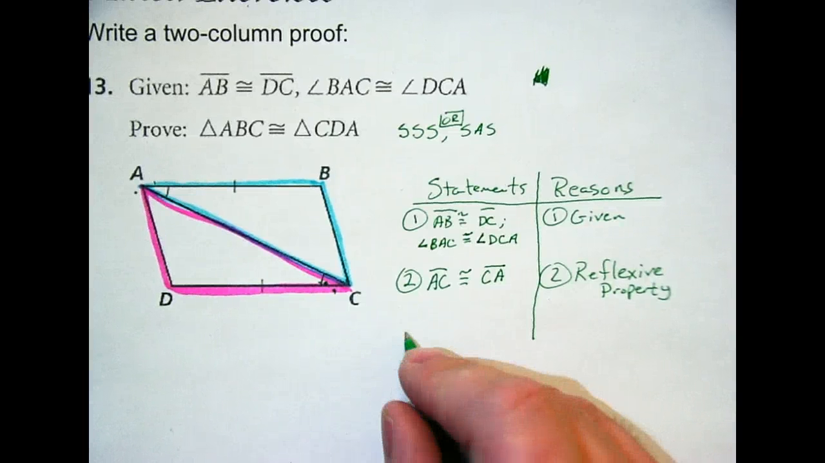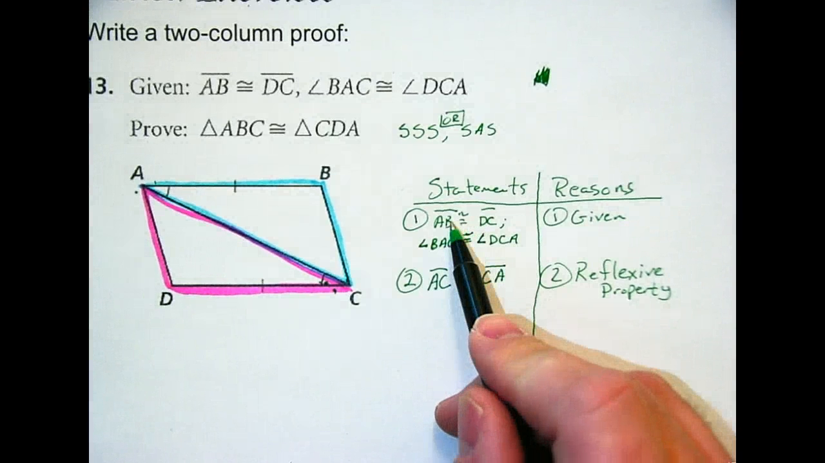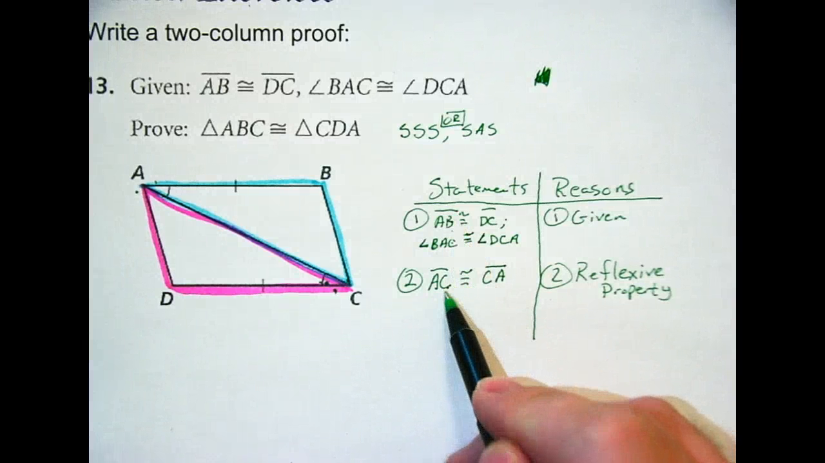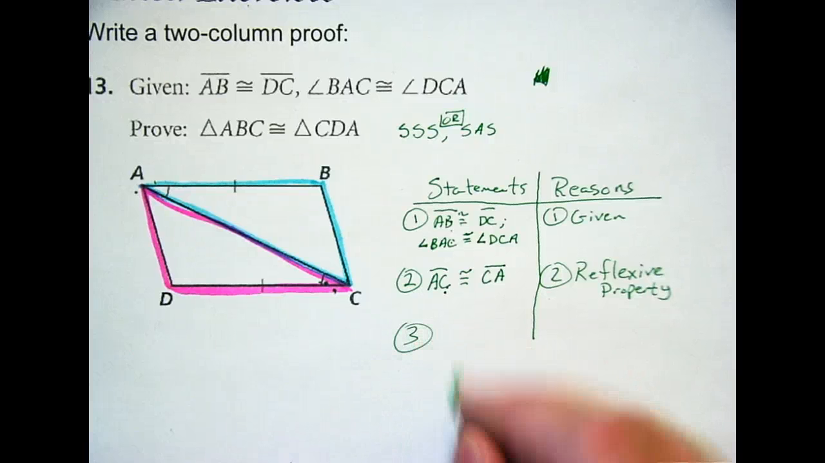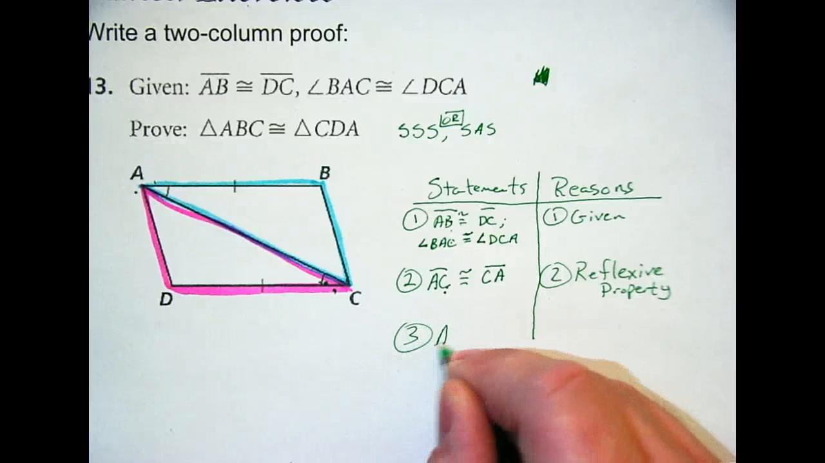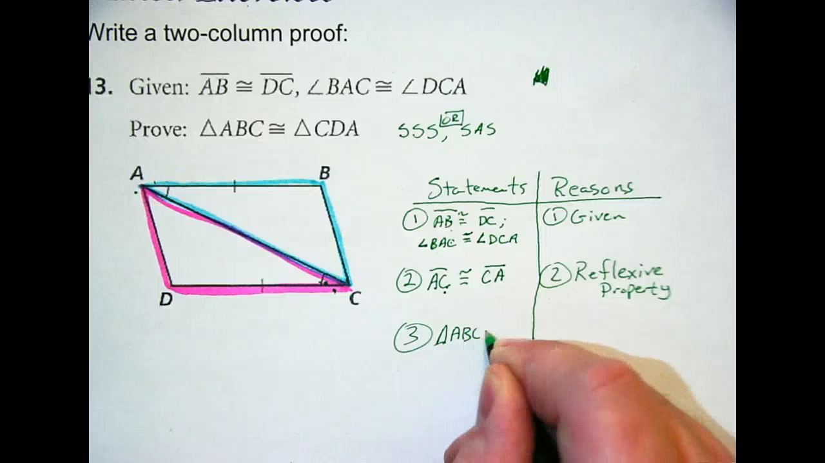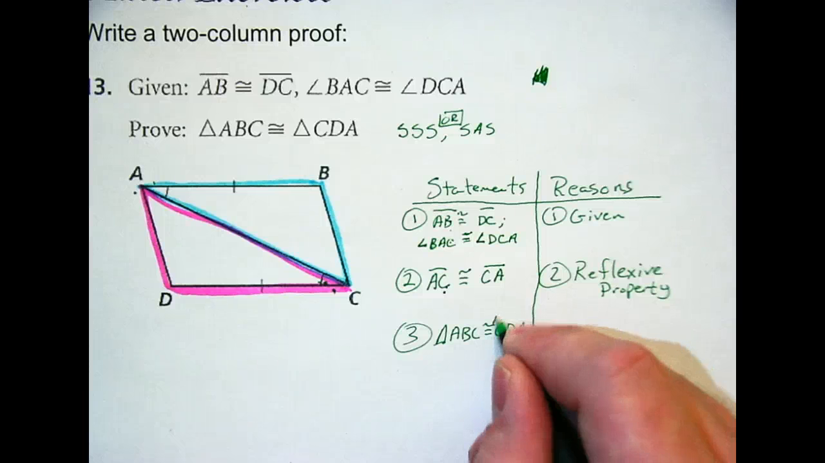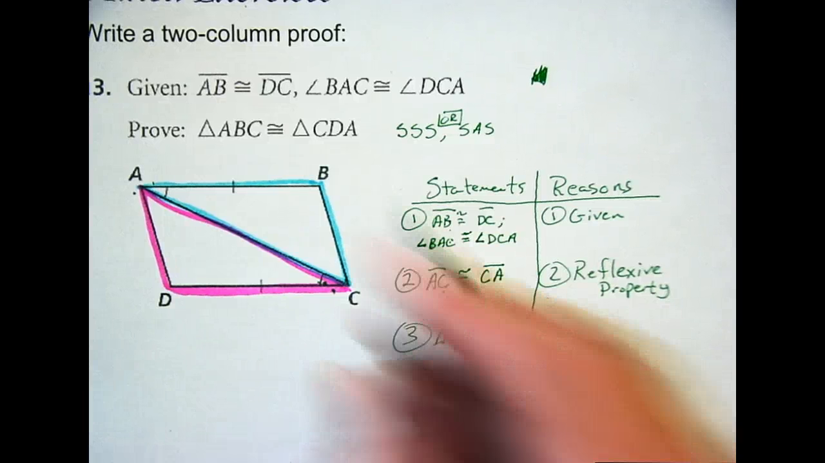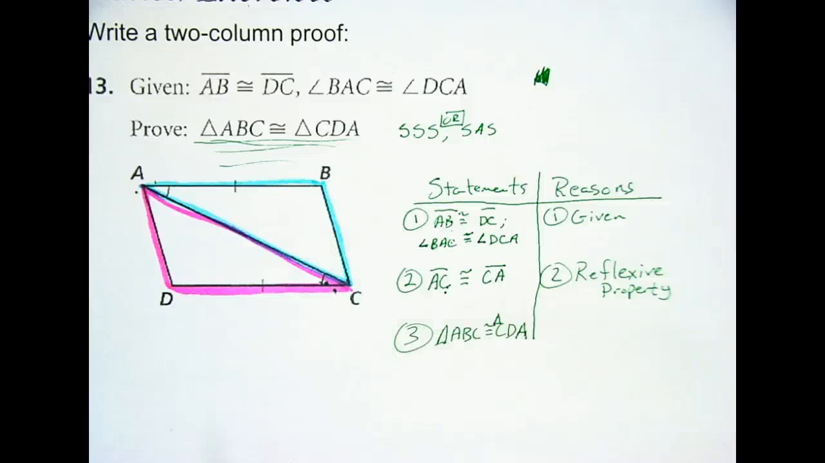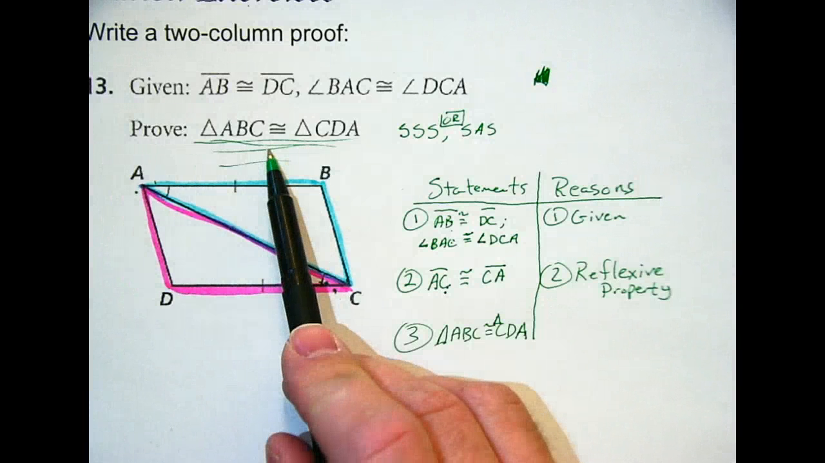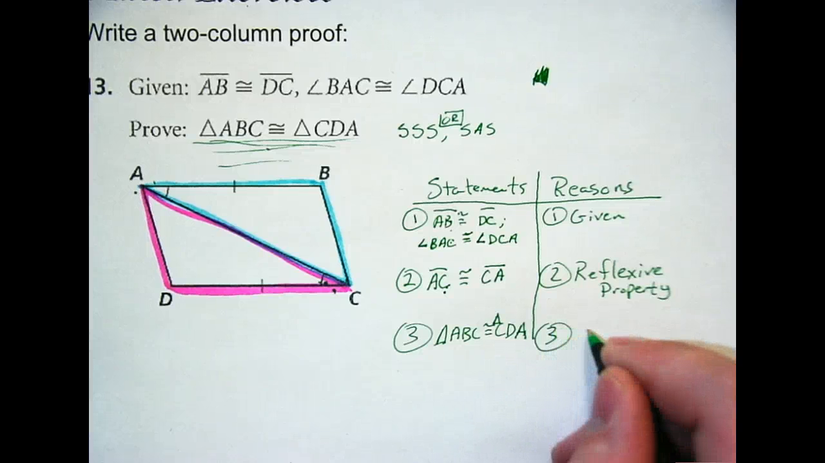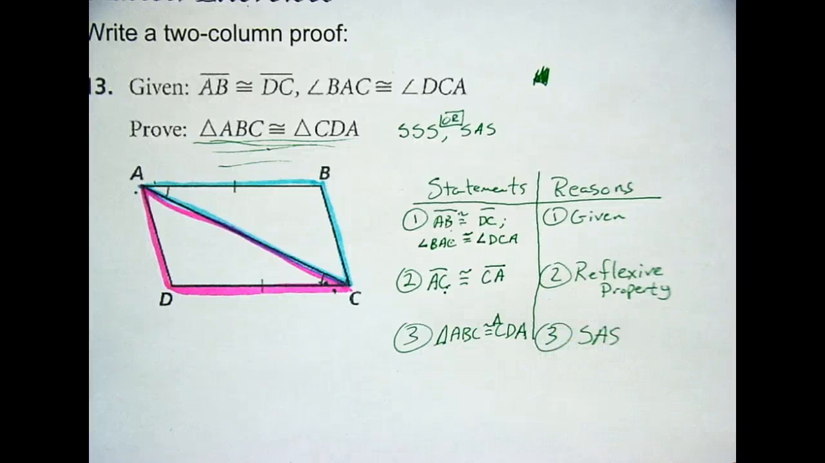I have now said a side, an angle, and a side are congruent. If a side, an angle, a side are congruent, I can now state ABC is congruent to CDA. I should have put a triangle marking there. I have to use that because that is what they're asking us to prove. You want to use that statement. That should be your last thing. How come? By SAS.